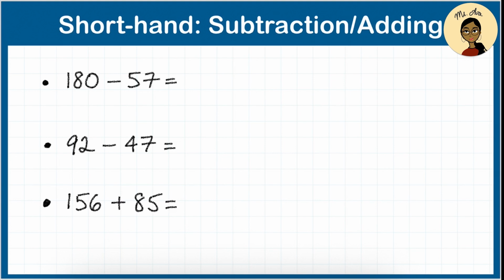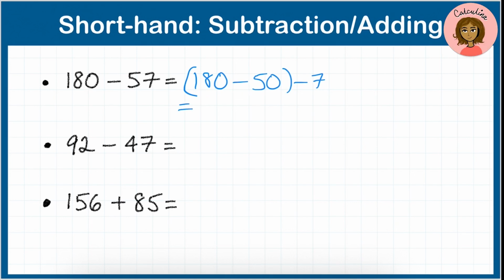If I have to do something like 180 minus 57, this is what goes on in my head. First, I do 180, and then I do minus 50 first. And then from that, I'm going to take away the 7. So 180 minus 50, what is that? That is 130. Good, 130. And then from 130, if I take away 7, what's that going to give me? That will be 123.